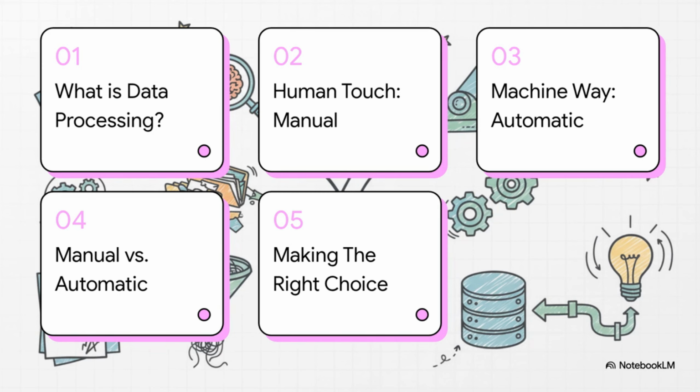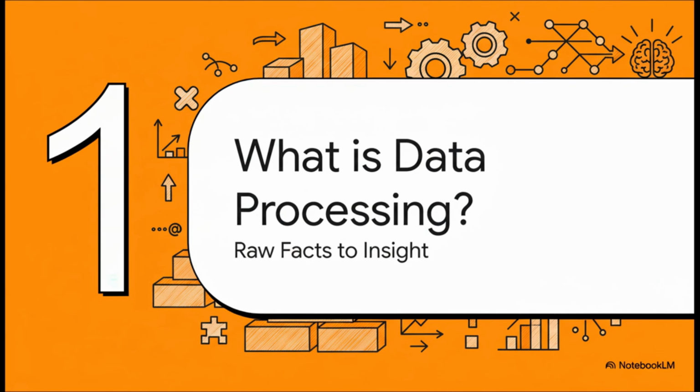So, here's our game plan. First, we'll nail down what data processing even is. Then, we'll look at the old school, human touch method. After that, the modern machine way. We'll put them head to head. And finally, we'll figure out how you make the right choice between the two. All right, let's kick things off with Section 1.